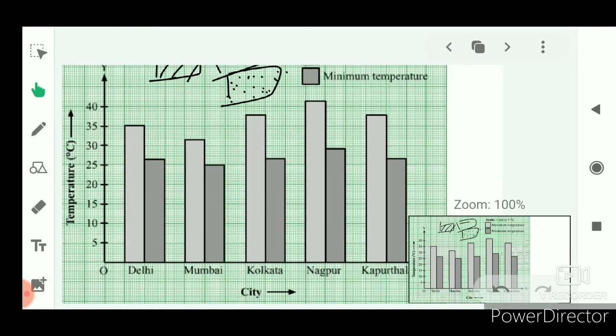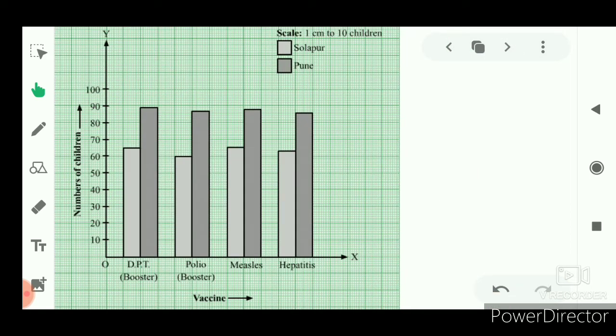On the x-axis we have taken the constant quantities, that is the vaccines: DPT vaccine, polio vaccine, measles, hepatitis. These are the vaccines. And on the y-axis we have taken the variable quantities, that is the number of children that have been vaccinated. And these are for two cities, Solapur and Pune.